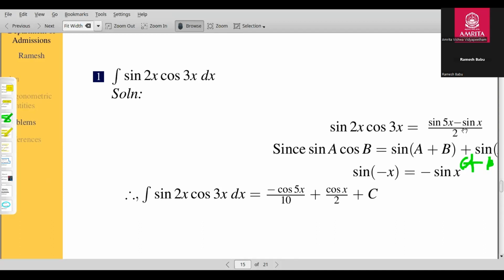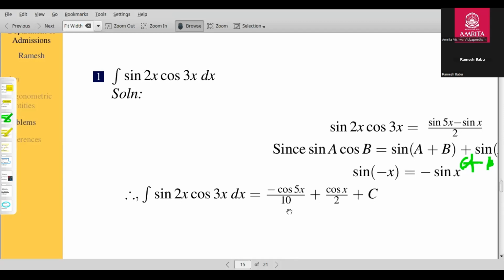I substitute this inside the integral sign and take 1 by 2 common. Integration of sine 5x is minus cos 5x by 5, and integration of sine x is minus cos x. So minus into minus is plus here. Already 2 is there, 2 fives are 10. So minus cos 5x by 10.